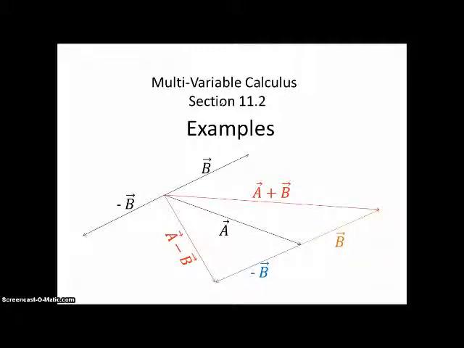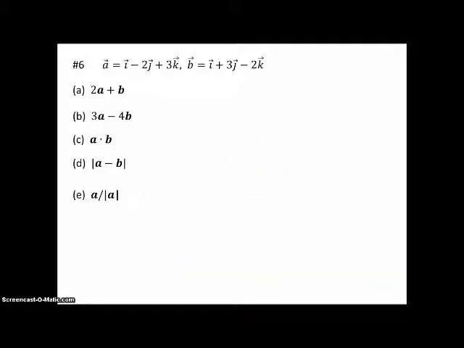This is Multivariable Calculus, section 11.2, part 2, examples from your text. Here's number 6. I'm going to kind of mix up the notation. We have IJK notation, we have chevron notation, we have letters with arrows over them versus bold letters, both describing vectors. So 2a plus b, you double the components of a, which makes it 2, negative 4, 6, and add to that the components of b, 1, 3, negative 2, to get the answer.